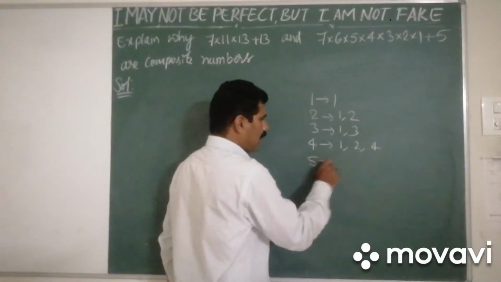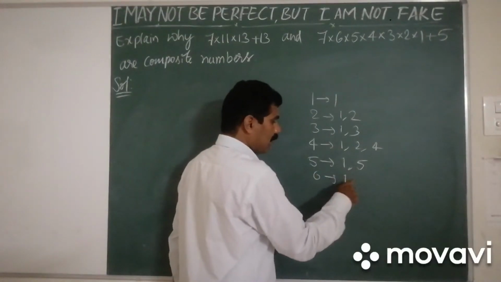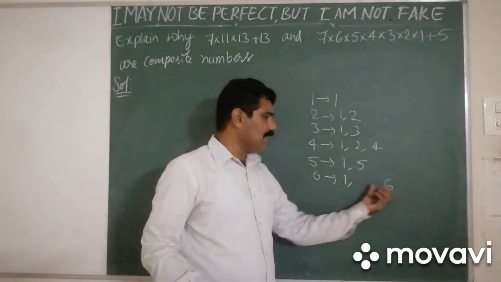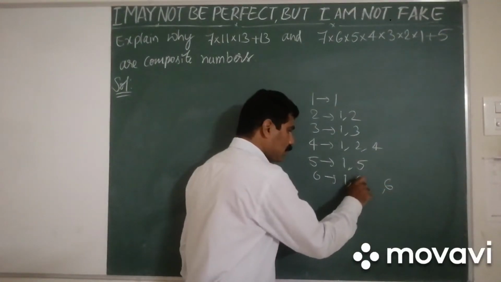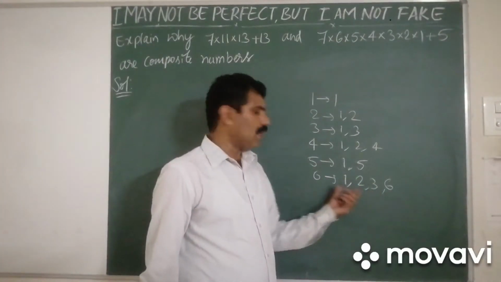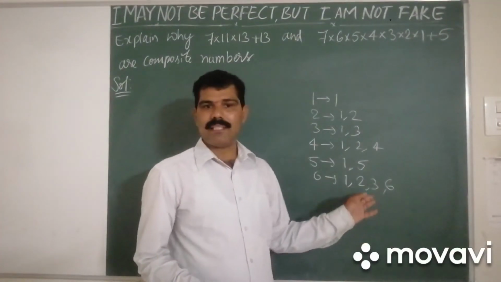If I take 5, I am having only 1 and 5. If I take 6, I will be writing 1 and itself, 6, apart from that 2 and 3. So I am having 4 factors here, so I can call this a composite number. Now, let us apply the same to the given numbers.